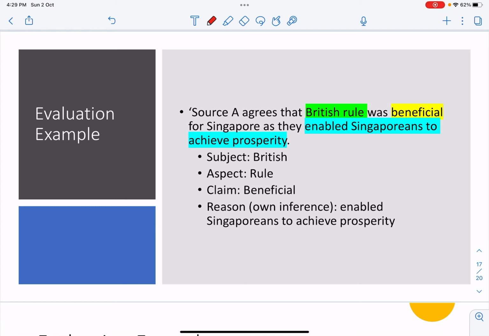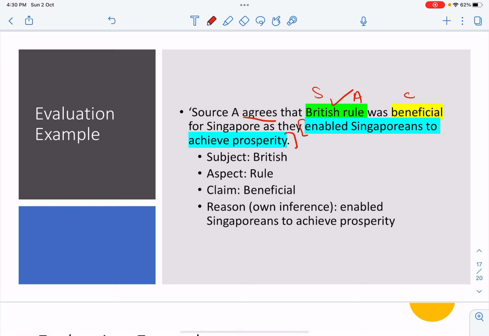Let's look at this one. Source A. Okay, let's look at this first paragraph answer that I will give. Source A agrees. Okay, so I answer the question, please. Agrees that British rule, okay, talking about the same subject, the same aspect, the same claim. It agrees it is beneficial.